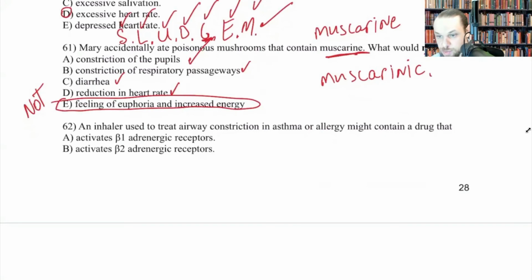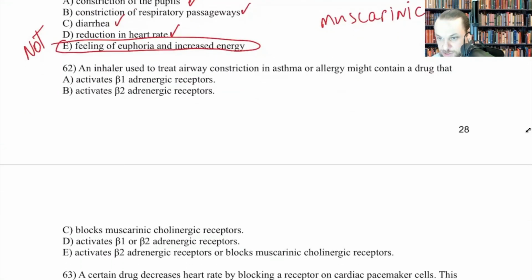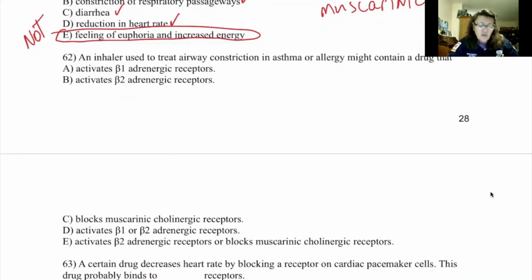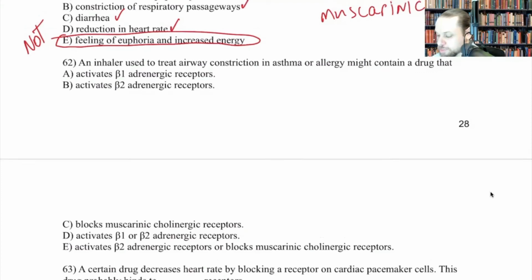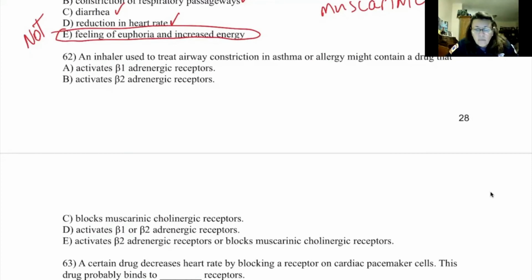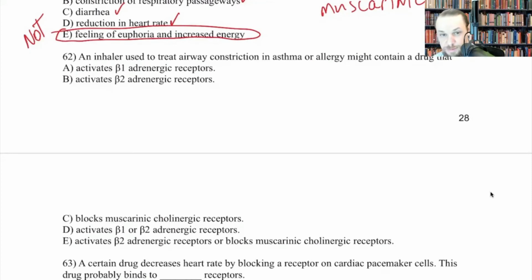All right, we're going to go to number 62. For number 62, if you want to participate, again, raise your hands. I'm going to go with Irene for number 62. Okay, 62 it is. An inhaler used to treat airway constriction in asthma or allergy might contain a drug that B, activates beta-2 adrenergic receptors. I'm not saying the choice is incorrect, but is there a choice that is better? D looks good too.